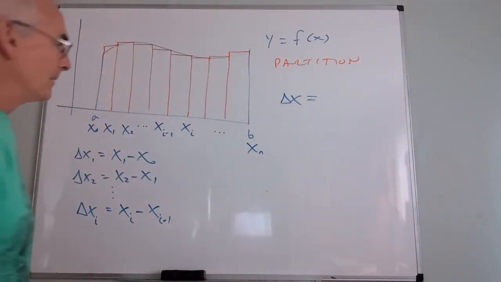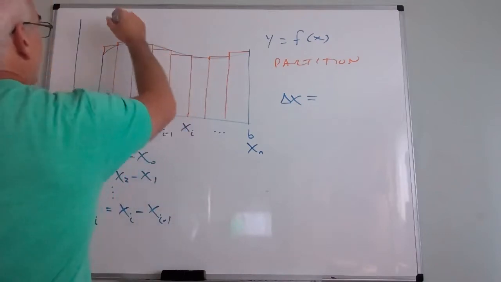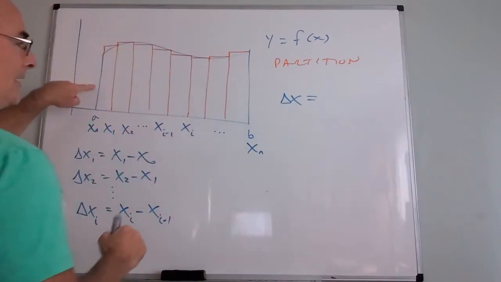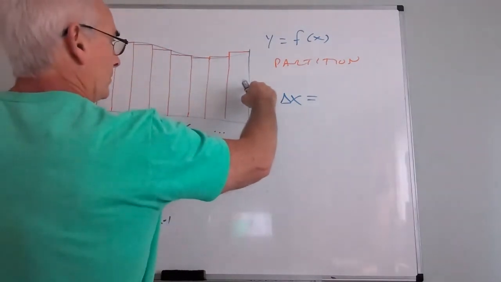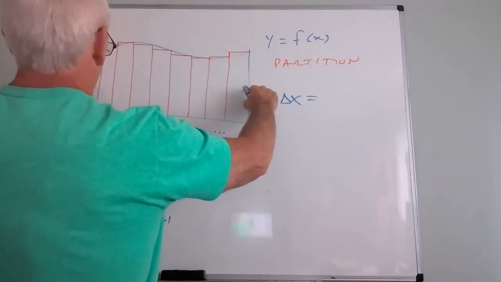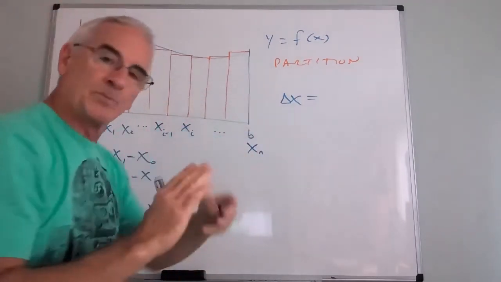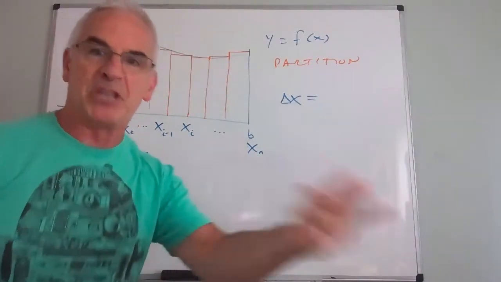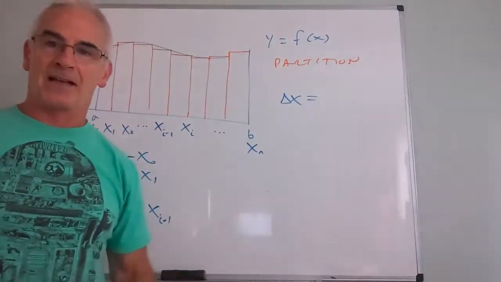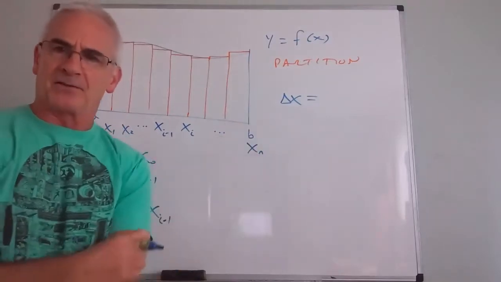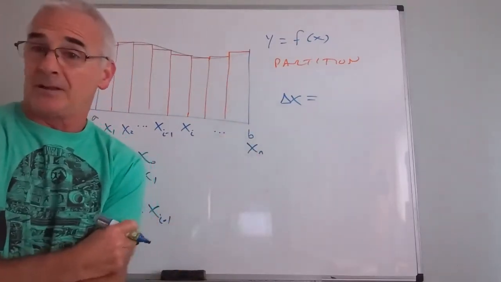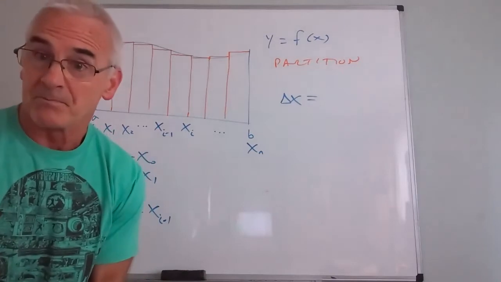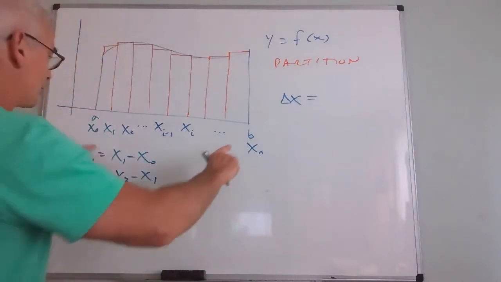Well, let me make it really simple. Let's say that this was 1 and this was 51. I went from 1 to 51. So that would mean I have a width of 50. And I have exactly 10 rectangles. If I had a width of 50 and exactly 10 rectangles, then exactly how wide is each rectangle? 50 over 10.